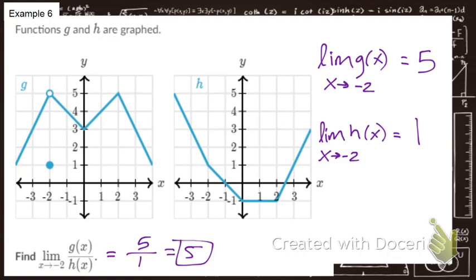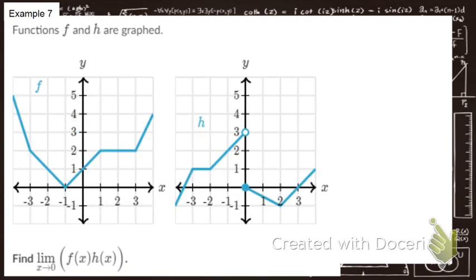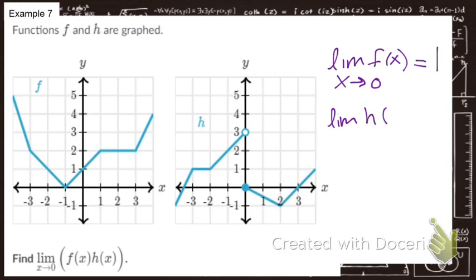Let's look at number 7. Number 7 says, what's the limit of f of x times h of x as we approach 0? What did you guys get for the limit of f of x as x approaches 0? Good. The limit of f of x as x approaches 0 is 1. What about the limit of h of x as x approaches 0?